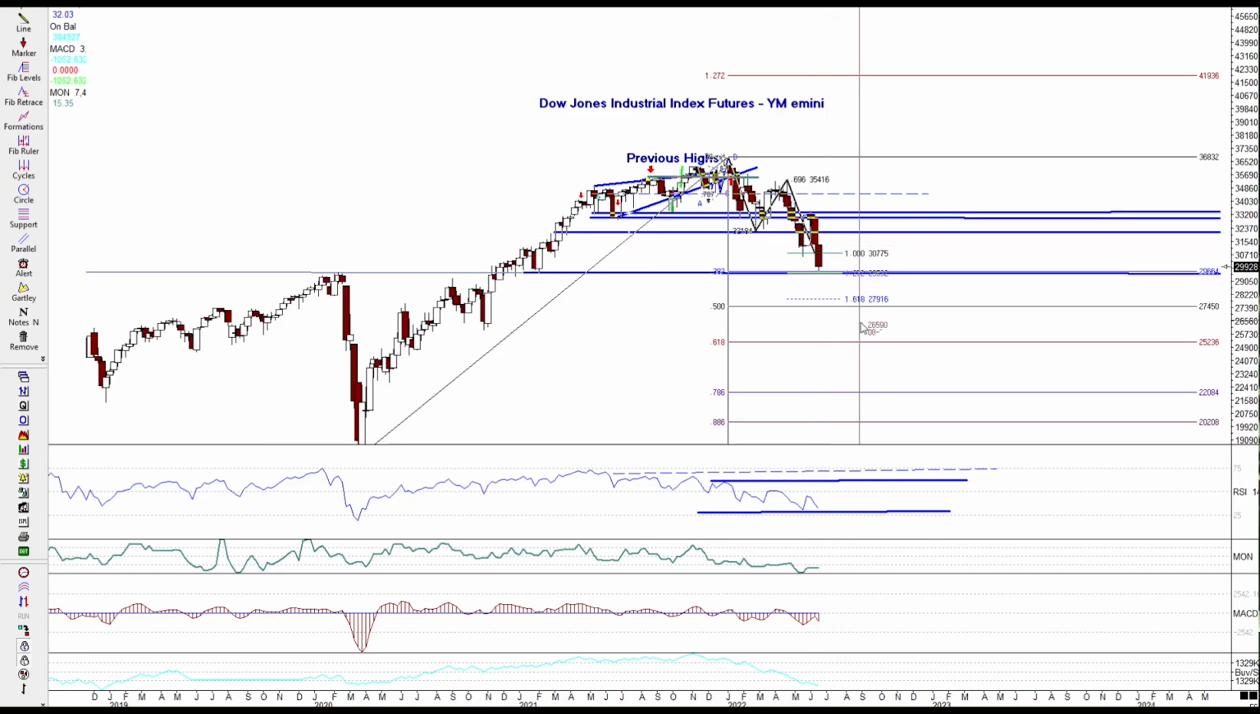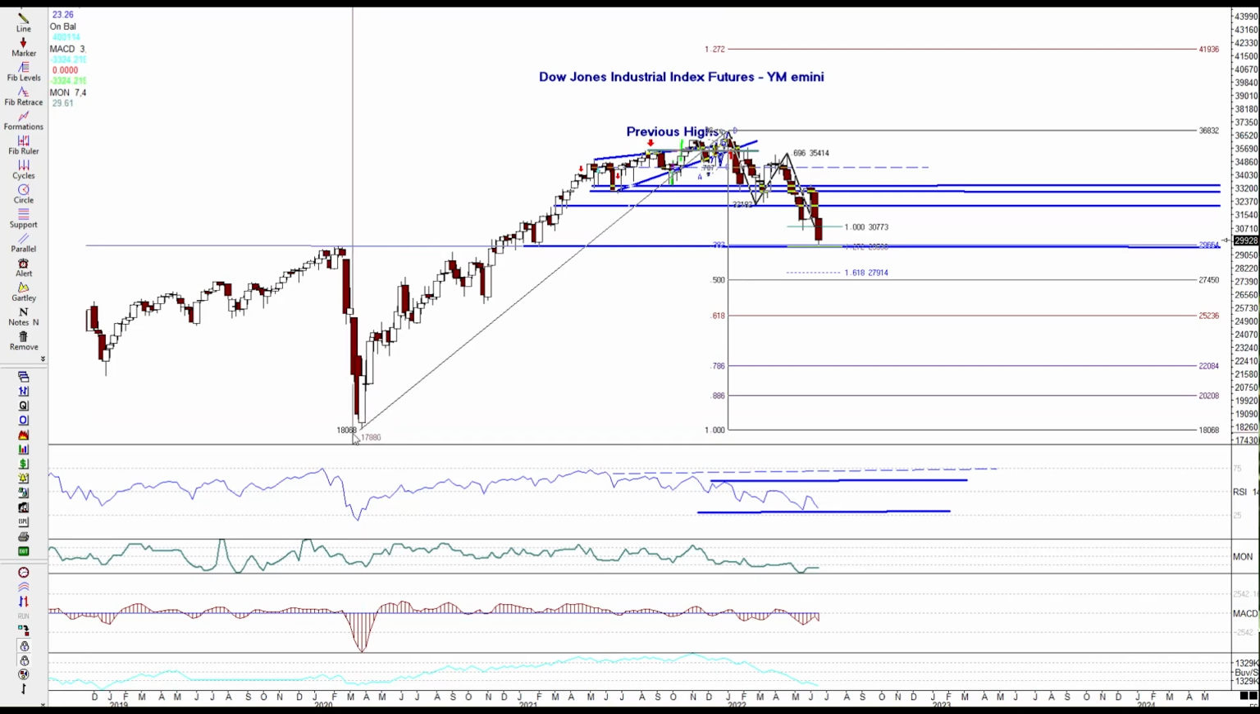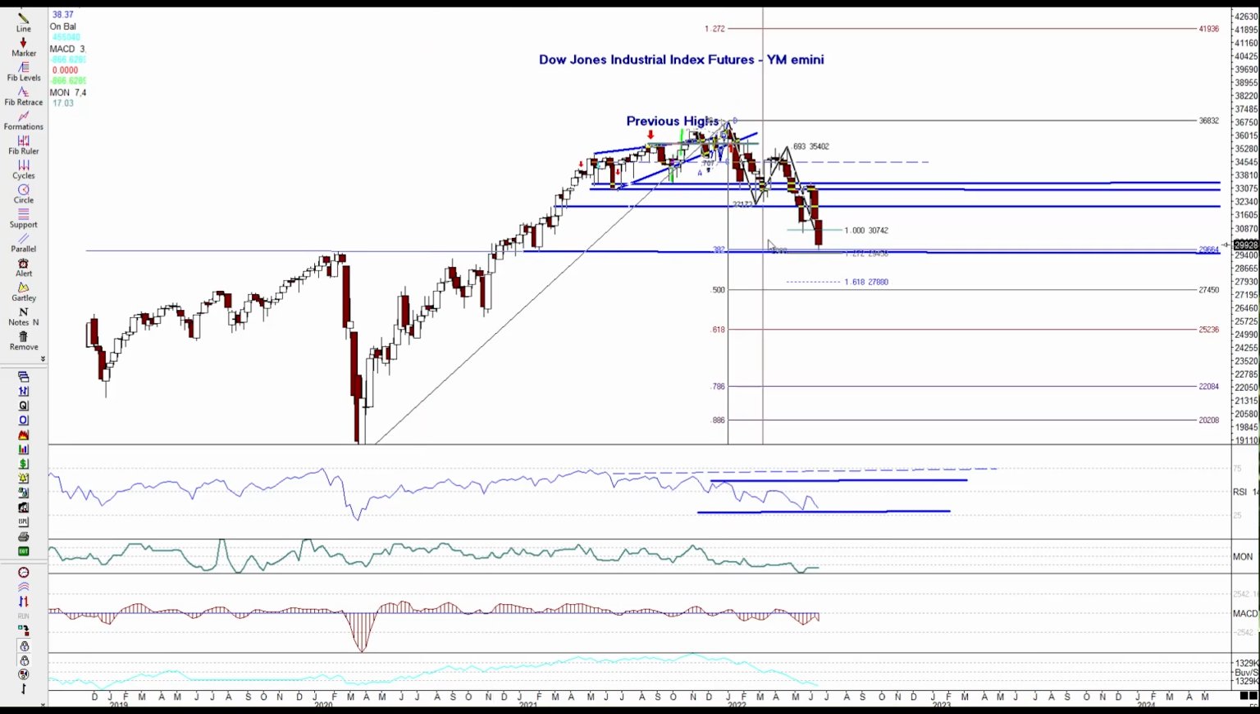I think there's still likely some more downside to come in the indexes. So I think I'd be looking at a break of the 382 level. I would be looking around this 0.50 retracement. These retracements, I'm using the March 2020 lows to the highs.